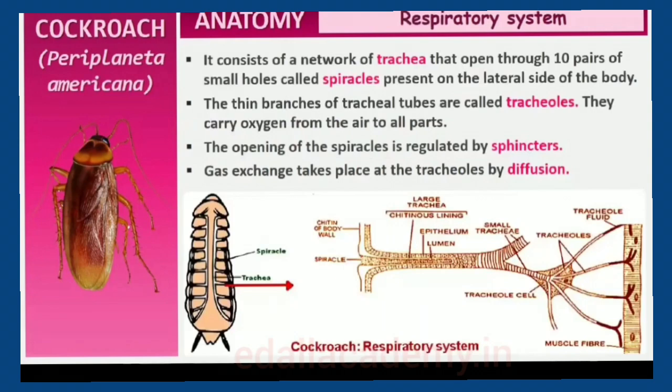The respiratory system consists of a network of trachea that open through 10 pairs of small holes called spiracles present on the lateral side of the body. Thin branching tubes, tracheal tubes subdivided into tracheoles, carry oxygen from the air to all the parts. The opening of the spiracles is regulated by the sphincters. Exchange of gases takes place at the tracheoles by diffusion.